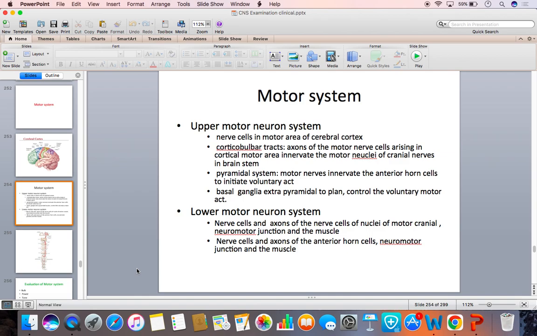What constitutes the motor system? Upper motor neuron system and the lower motor neuron system. Upper motor neuron system includes nerve cells, its axons, from the cortex to the lower centers, forming the corticobulbar tracts and the pyramidal tracts. Lower motor neuron system is nothing but the peripheral nerves from the cell bodies and the anterior horn cells on the spinal cord, lateral horn cells, ultimately ending in the neuromuscular junction to bring about the voluntary contraction of the muscles.